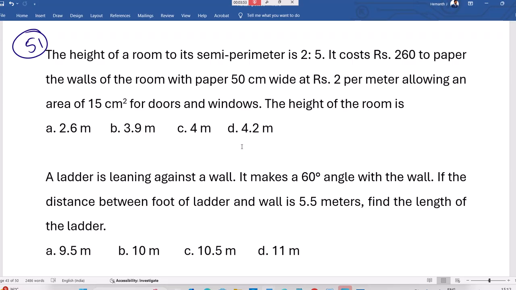Is it to the walls of the room or for the entire room? Walls of the room.